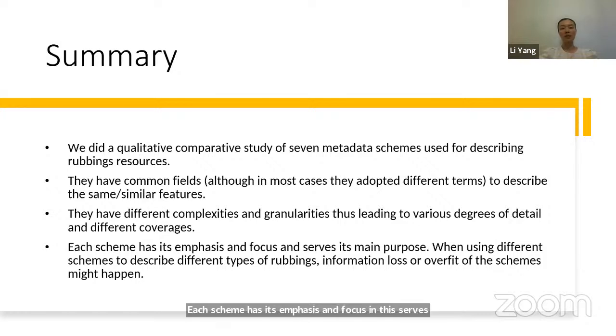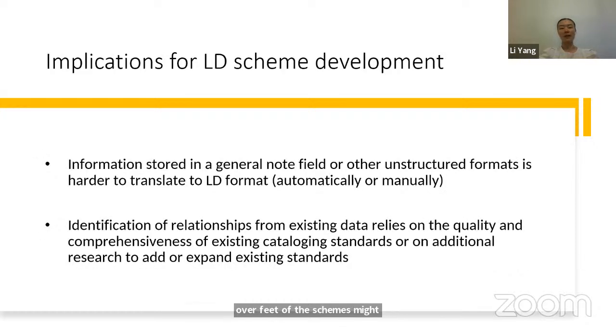When using different schemes to describe different types of rubbings, information loss or overfit of the schemes might happen. Our study has implications for linked data scheme development. The first, information stored in a general note field is harder to translate to linked data format. Second, identification of relationships from existing data relies on existing cataloging standards or research to expand existing standards.